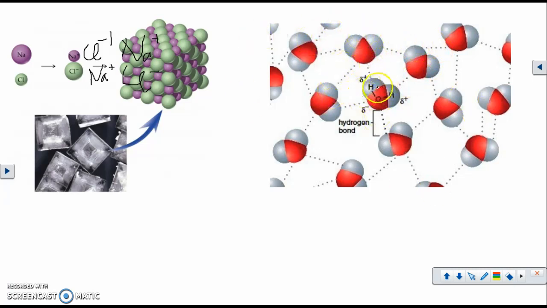Now, having said that, this is a partial positive charge, while this is a full charge. Therefore, the interaction between water molecules is weaker than the interaction between two ions. And so this is why, in this case, with hydrogen bonding between water molecules, water is a liquid at room temperature.